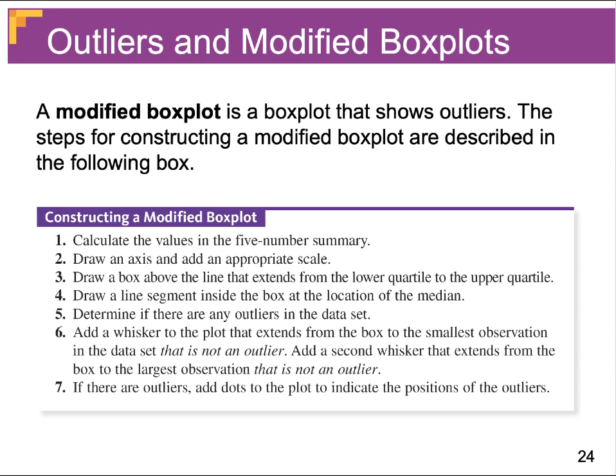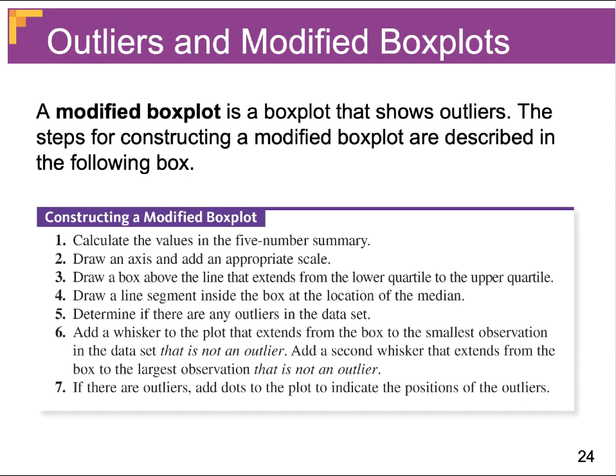So to make a modified box plot, you still start by getting the 5-number summary. You draw your axis, you get an appropriate scale. You will draw your box from your lower quartile to your upper quartile, and you'll go ahead and draw in the median. But before you draw the whiskers, you have to determine if there are any outliers in the data set. So calculate what those fence values would be and look to see if any of the data set values you have are beyond those fences.